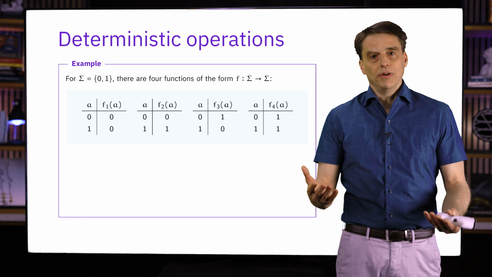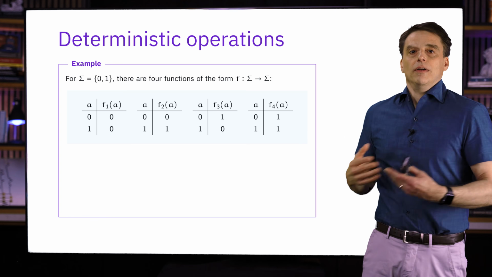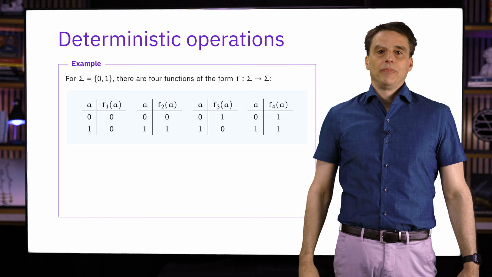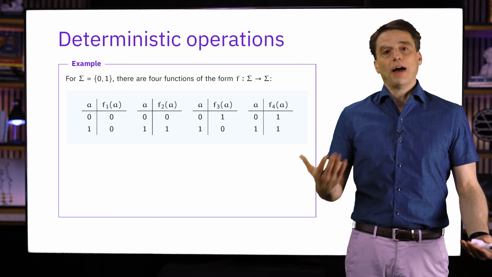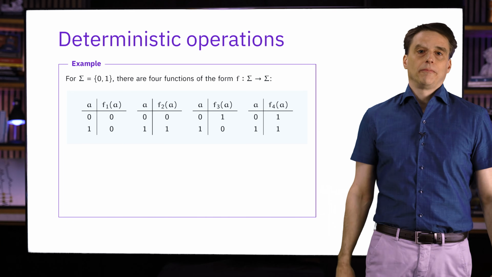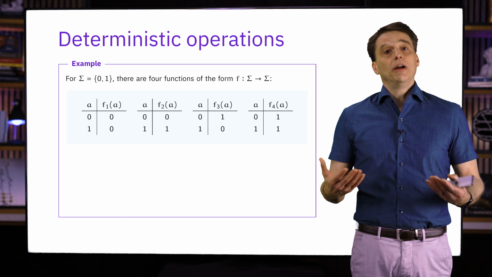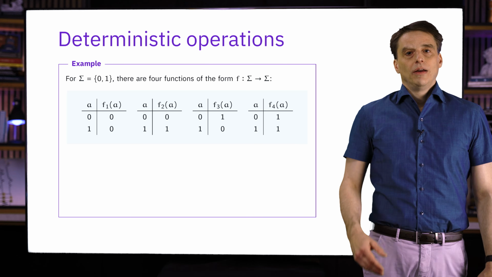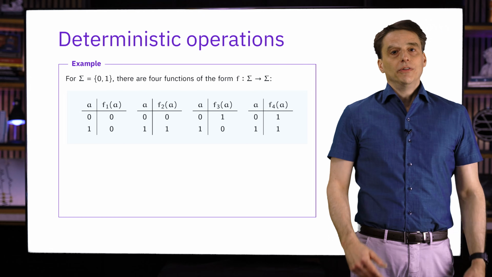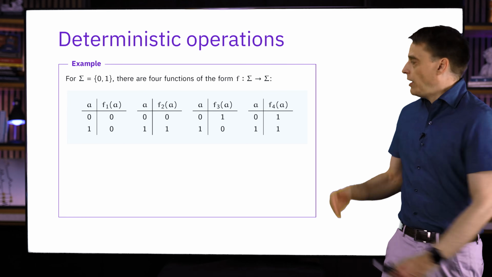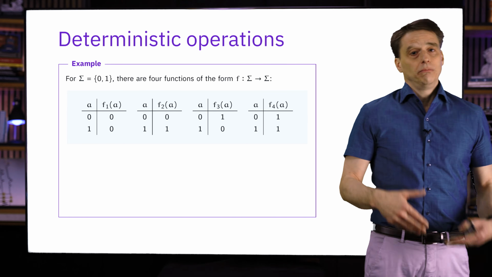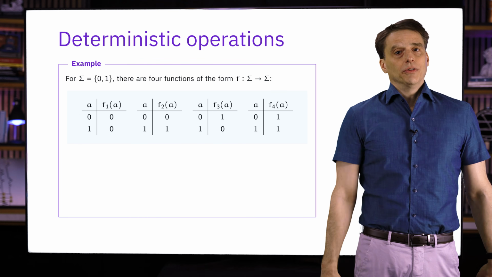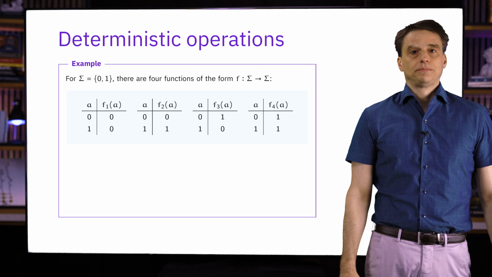The third function, f3, is described by the third table. f3 of 0 is equal to 1, and f3 of 1 is equal to 0. This function is better known as the not function, or logical negation. We sometimes also call it a bit flip because it flips 0 to 1 and 1 to 0. The last function, f4, is again a constant function just like the first one, but this one is the constant 1 function because it always takes the value 1. And those are the only 4 functions from the binary alphabet to itself.